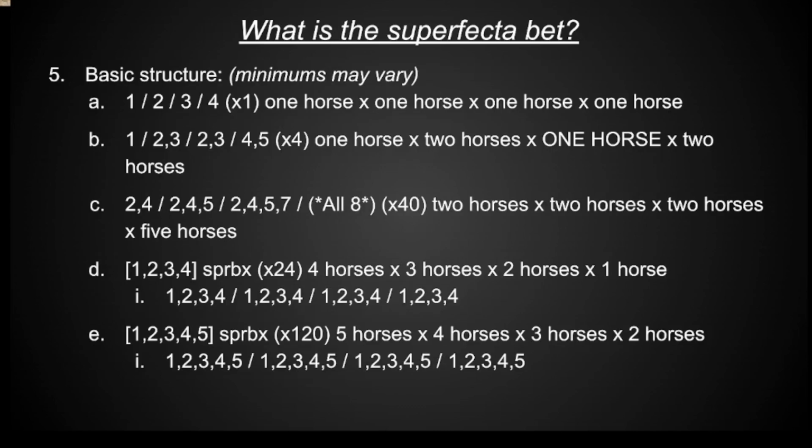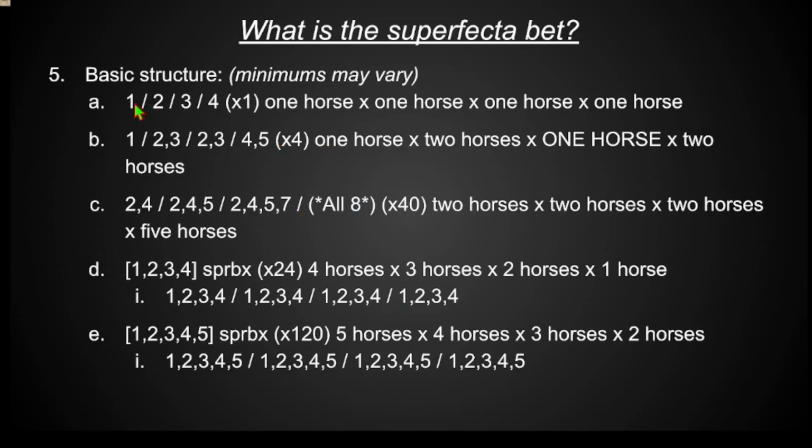So taking a look at the basic structure, again, the minimums may vary. So when I show you the multiplier, if you're playing for 10 cents, for example, this structure would be times 1. So this would be a 10-cent bet. This would be a 40-cent bet. This would be a $4 bet if you're doing that 10-cent minimum, and so on.